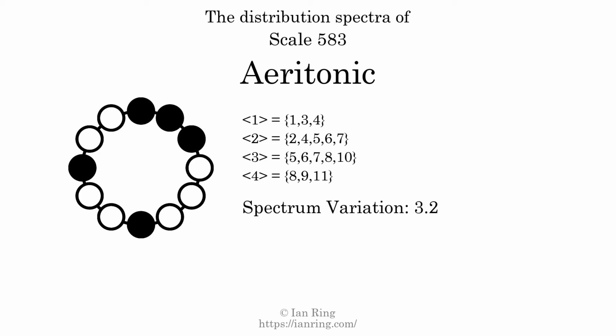The spectrum variation is the sum of all the widths, divided by the number of tones. The spectrum variation of this scale is 3.2. Since the variation is greater than 0, this indicates that the scale is not perfectly even.